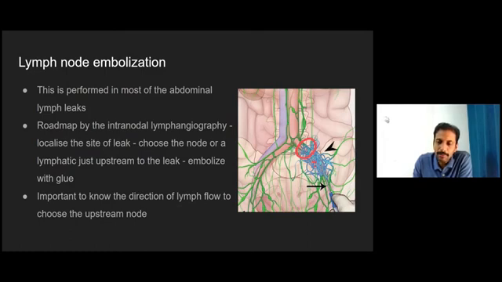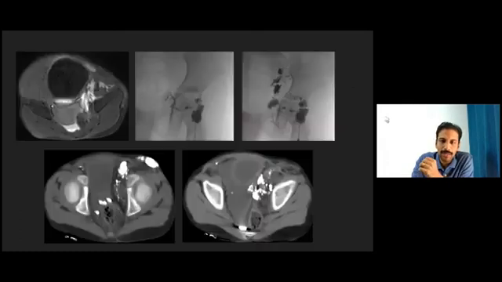So what we do is that once we map out there is a lymph node here and the leak is happening here, we puncture this particular lymph node and inject glue into it so that the lymph node gets sealed and even the lymphatic duct gets sealed, so the leak is prevented. The key here is that you should embolize the upstream lymphatic channel or the upstream lymph node, not the other way around, because the flow would then be problematic. So that's how we do lymph nodal embolization.